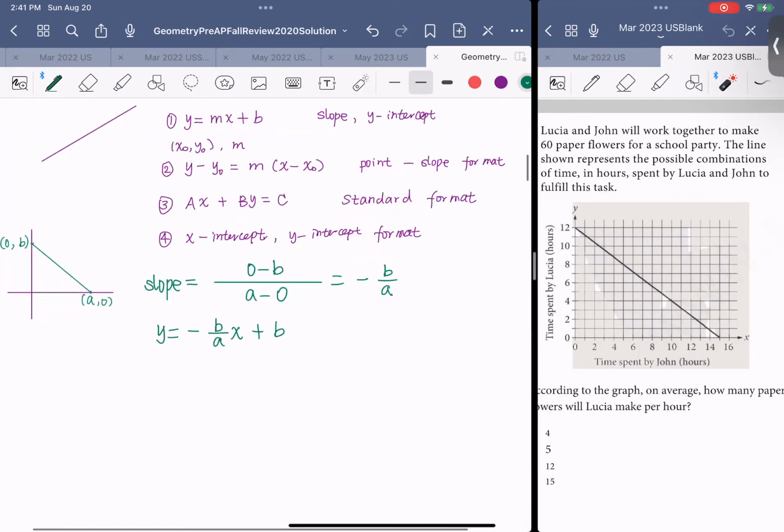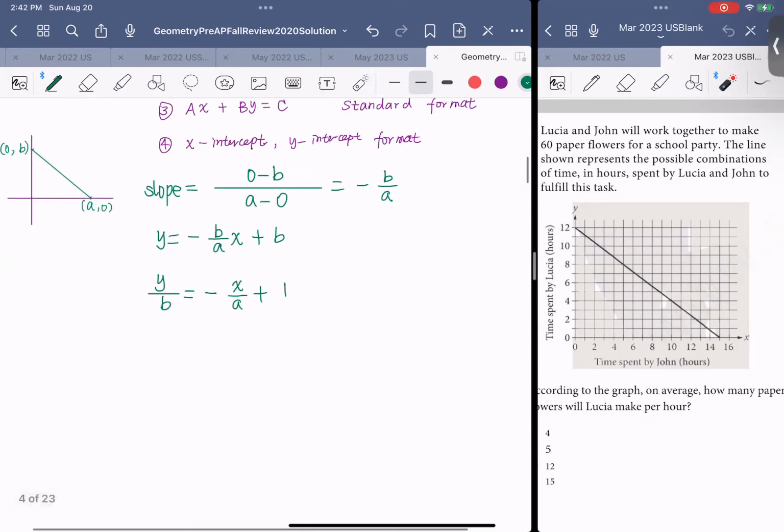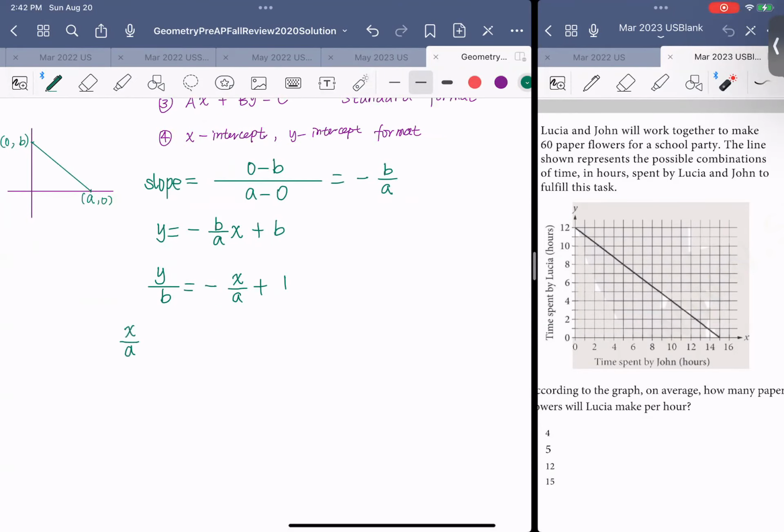Now we are going to do some kind of magic here, okay? I will divide y by b. I divide every term by b. So how much is this term divided by b? Negative b over ab. The b cancels, right? Yes. And b over b will be 1. Make sense? Good. And then you can move things around, so you have x over a plus y over b equals 1. So far, so good? Yes.